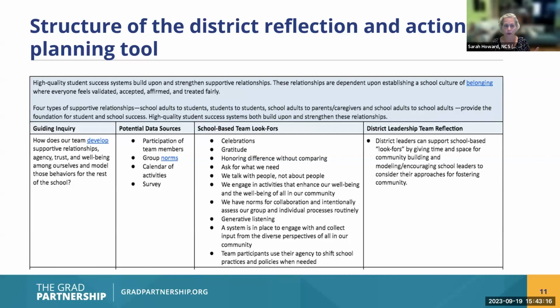And so each row, you'll notice the guiding inquiry, potential data sources, and school-based team look-fors, which come straight from the team reflection tool. And then we've added a column where the district leadership has some specific look-fors or behaviors to think about in terms of their own role for setting those conditions.